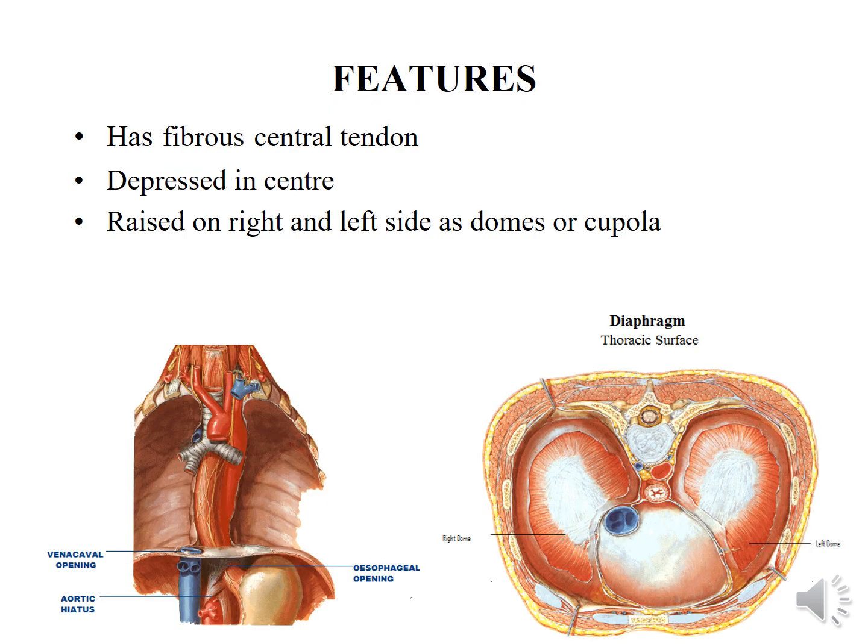So here we can see certain external features of diaphragm. It has two domes, right and left, also named cupula, and it is a muscular partition, so the muscle fibers are inserted into a fibrous central tendon. The convexities are in the area of the domes, whereas there is a depression in the center of diaphragm.